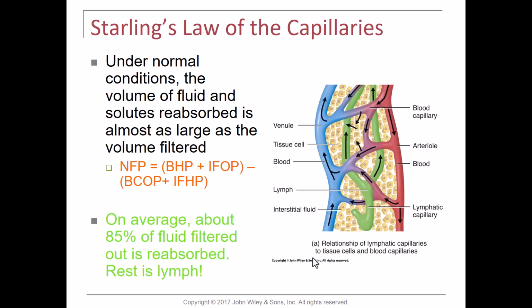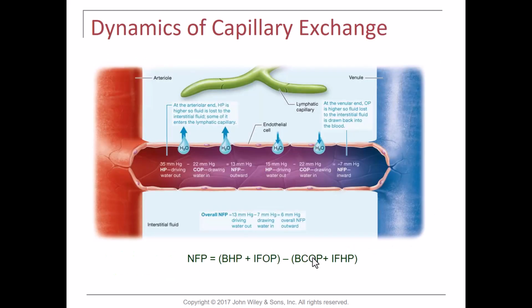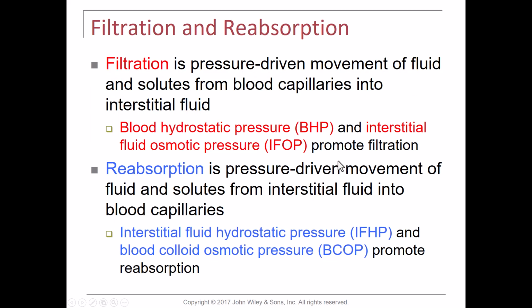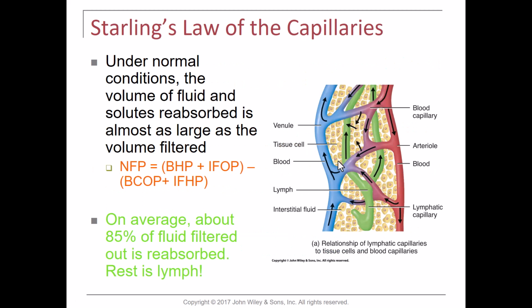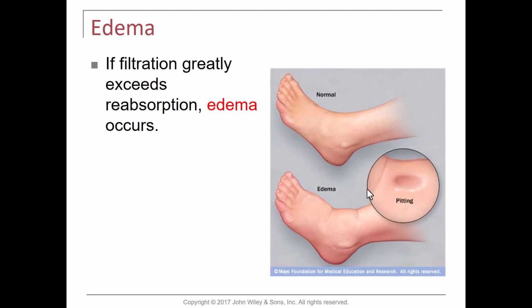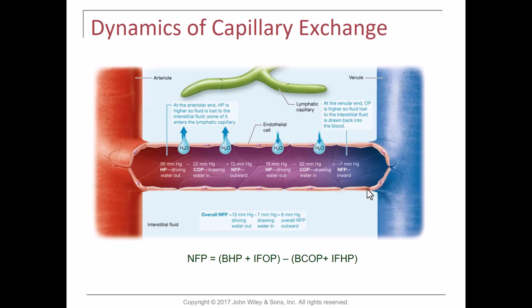Under normal conditions, what we will see, going back here, is that when we put in numbers at the arterial end, we usually see filtration out of the capillary, and at the venule end, we usually see reabsorption back into the capillary. On average, most all of that interstitial fluid, that bulk flow that comes out at the arterial end, is going to be reabsorbed at the venule end. That's about 85% that is reabsorbed. Now the rest of that becomes lymph and it enters this lymphatic capillary and returns to the cardiovascular system from there. If filtration greatly exceeds reabsorption, edema occurs. Again, this is what happens if we do not reabsorb enough back into the venule end of the capillary.